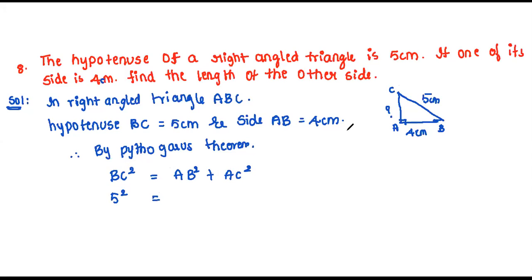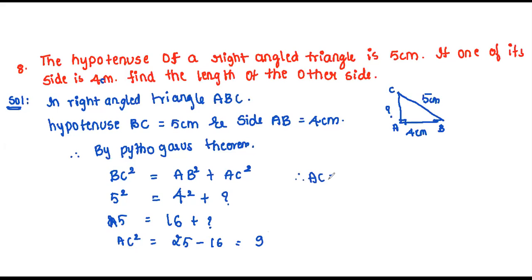Which is equal to, what is AB? 4 square. And what is AC? You don't know. So 5 5s are 25, 4 4s are 16. AC you don't know, so AC square is equal to 25 minus 16, that is 9. So since it's square, can I make that as a square root? So AC is equal to square root of 9, which is equal to 3 centimeter. So this is 3. Okay, so 3, 4 and 5.